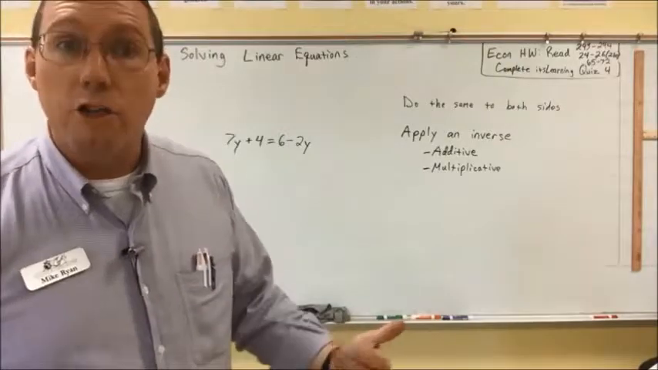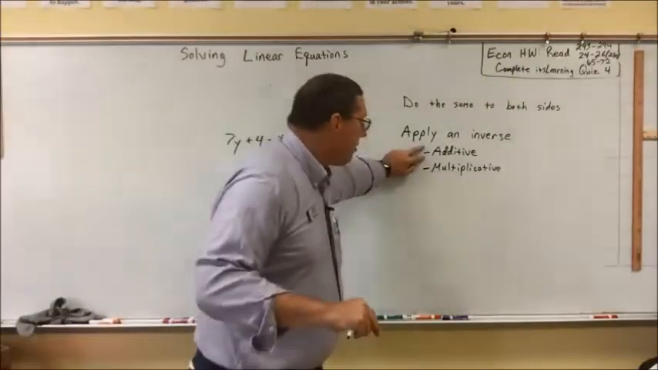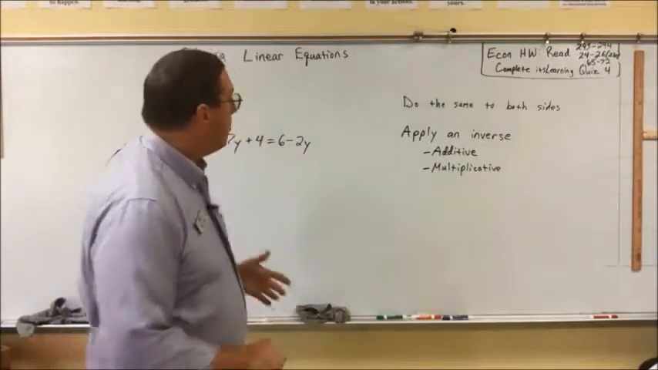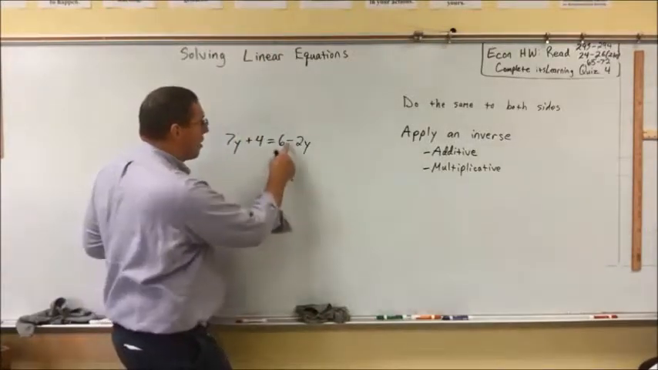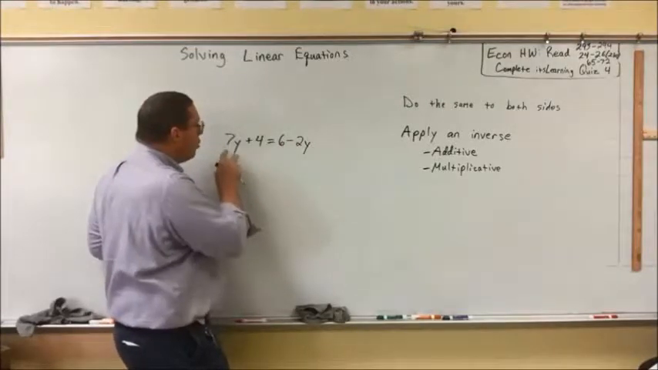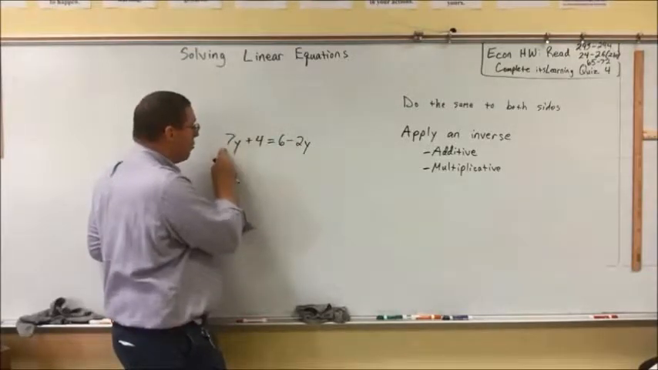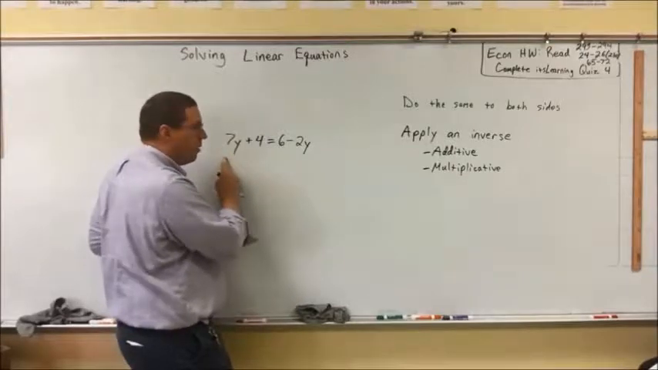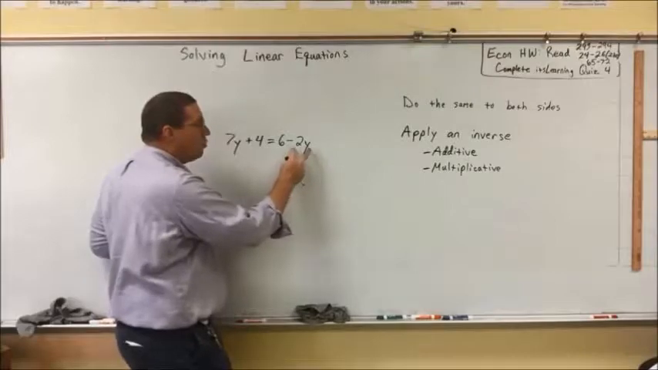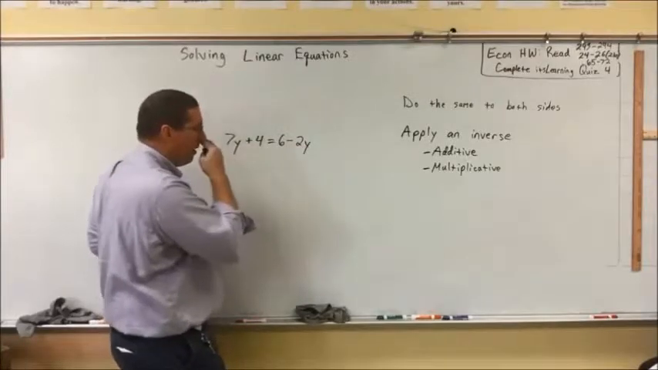You have to use algebra. You have to apply an additive inverse or a multiplicative inverse. And in this particular case, it would be an additive inverse because this says minus 2y. Now, this is positive 7y, so you could subtract 7y here and subtract 7y here. Or you can add 2y here and add 2y here.